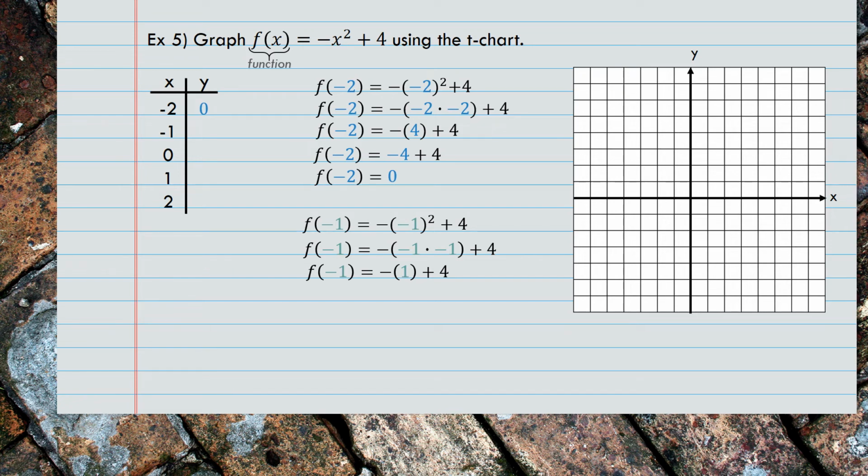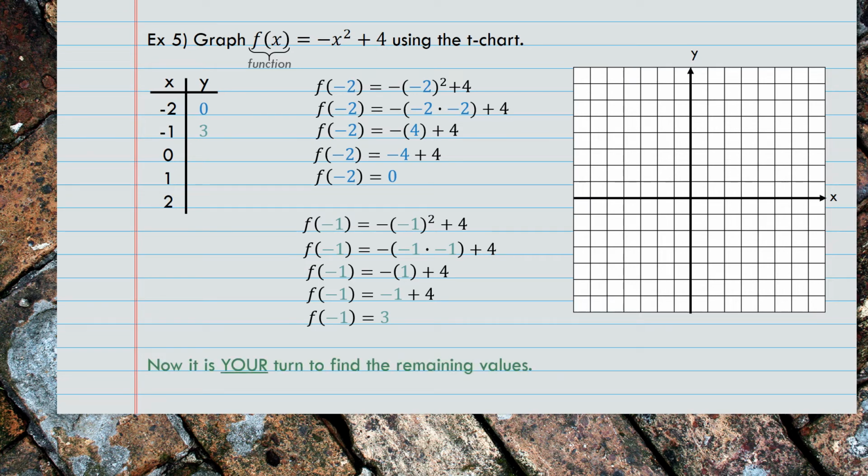There's no more exponents, so we move on to multiplication and division, and we read that as the opposite of 1, or negative 1 times a positive 1, which gives us negative 1. No more multiplication or division, so now it's subtraction and addition. Negative 1 plus 4 gives us positive 3, which means when x is negative 1, y is 3.